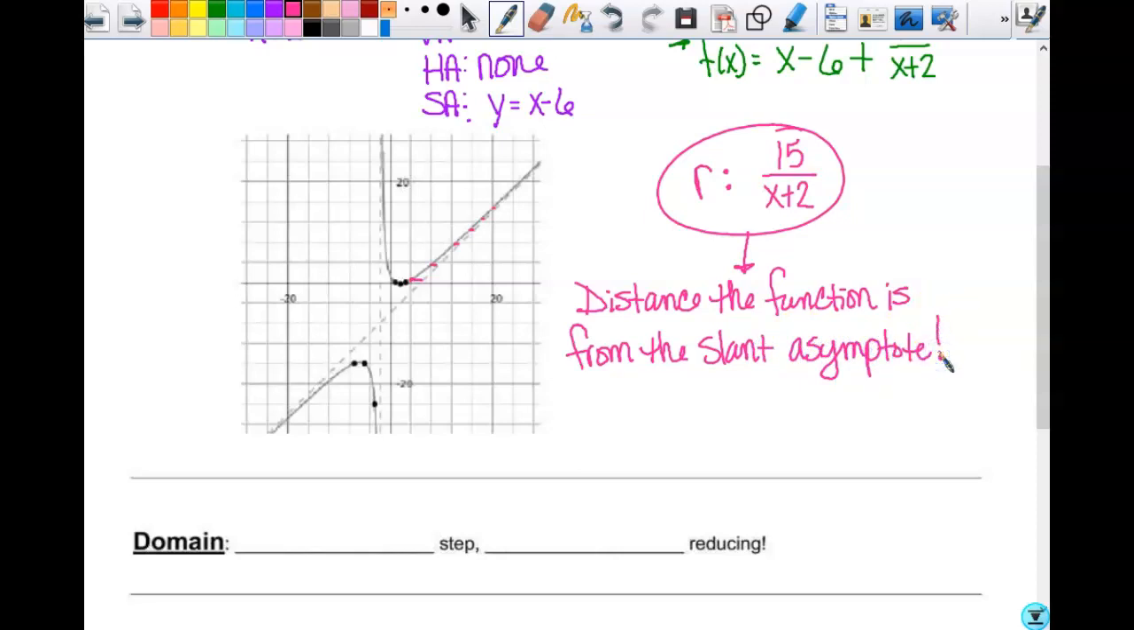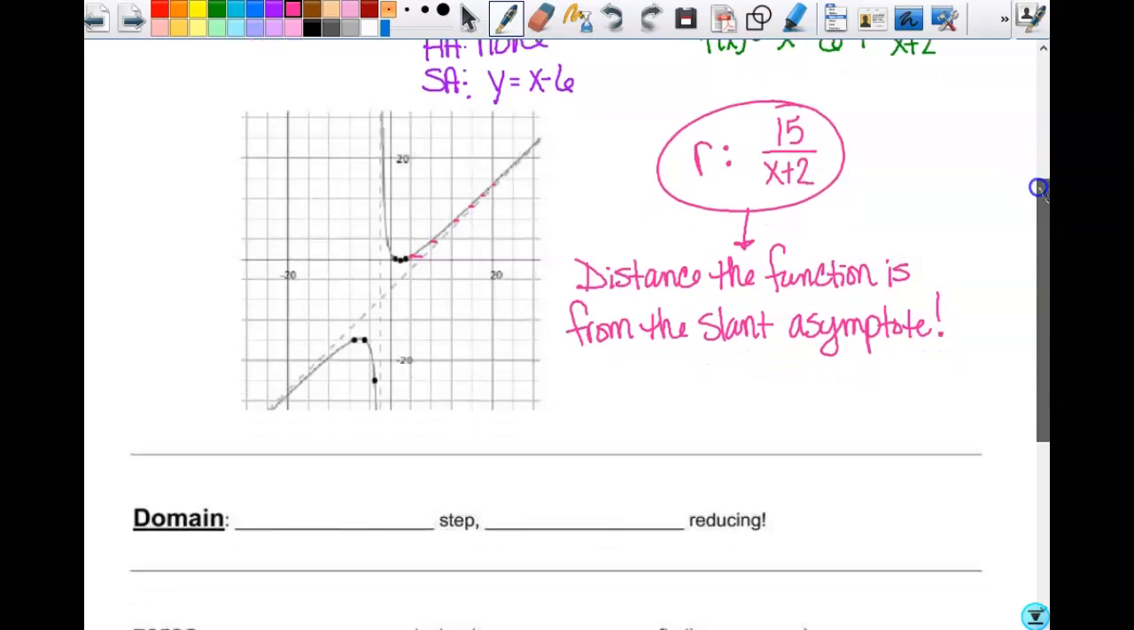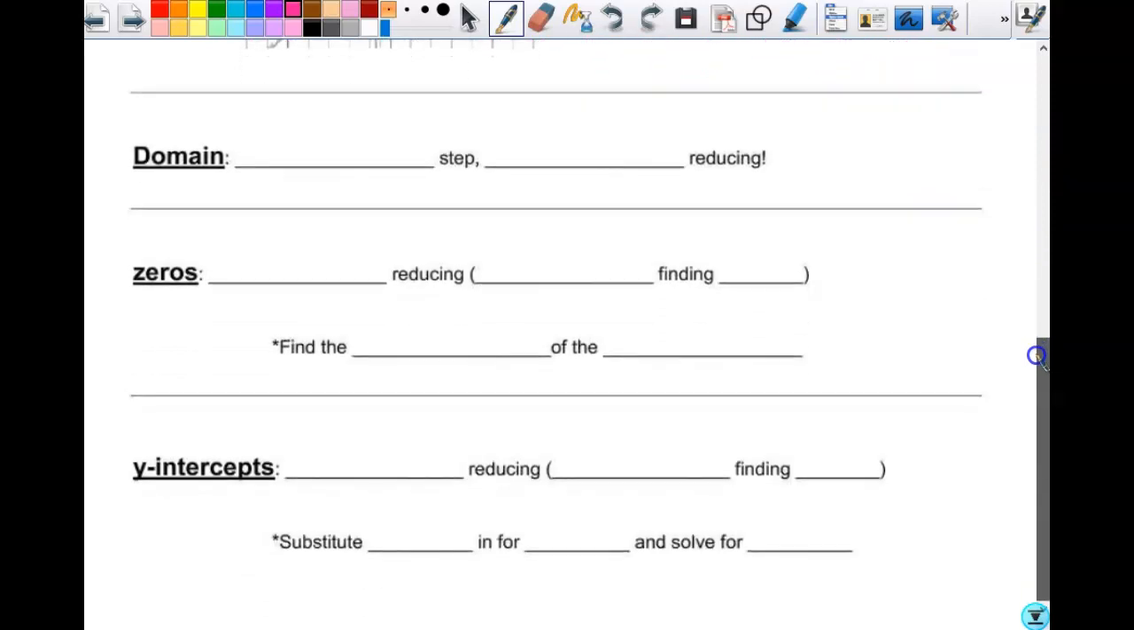So that's just a little FYI, so you don't think it's just random that we ignore it. It actually does mean something. We're not really going to use it or do anything with it right now, but I just wanted to make sure you knew what was going on. Okay, so let's talk about the domain and the intercepts and so forth.